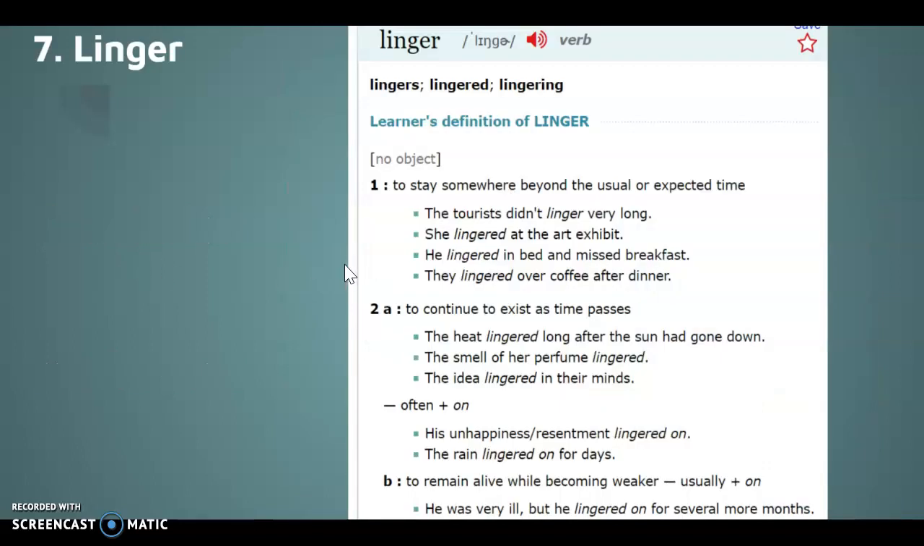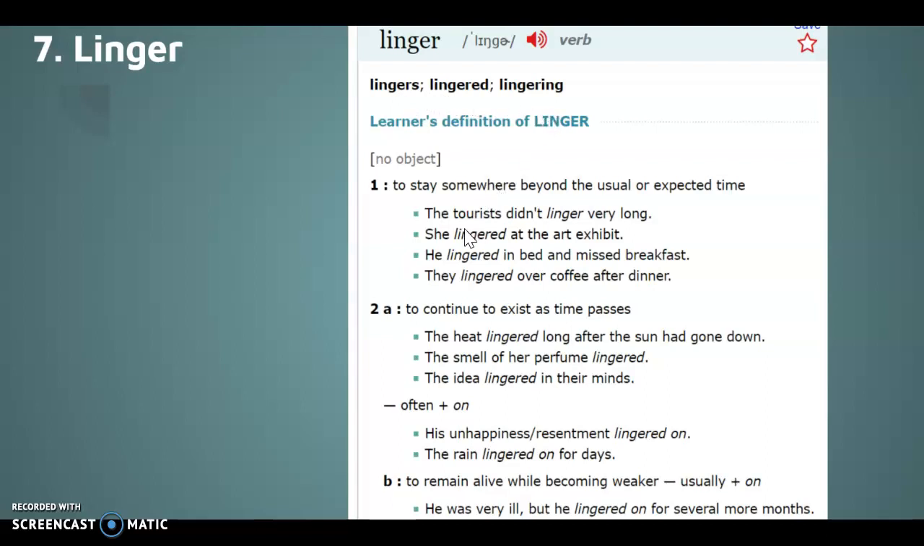Our next word is linger. So take a look at this dictionary entry. Maybe pause it for a minute. What do we know about the word linger? We can see that linger is a verb, which is an action word, and there are different forms of the verb, which makes sense because verbs can change depending on how you use them in the sentence. So we have lingers, lingered, lingering.